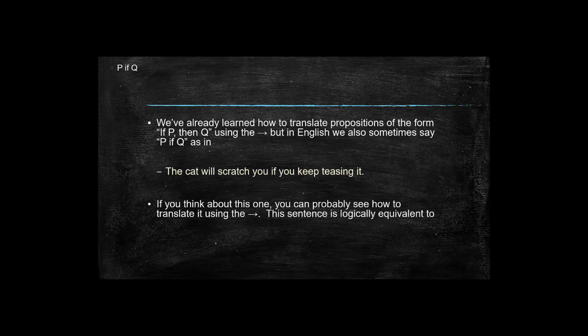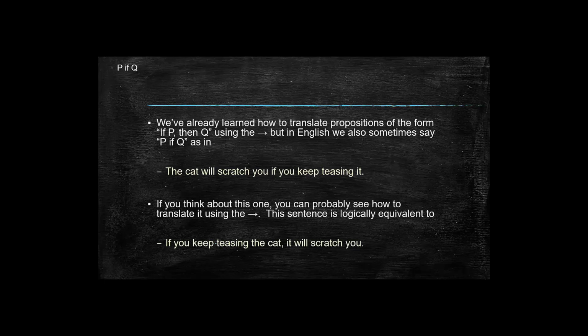So P if Q. We've already learned how to translate propositions of the form if P, then Q, using the arrow. But in English, we also sometimes just say P if Q, as in, the cat will scratch you if you keep teasing it. If you think about this one, you can probably see how to translate it using the arrow, and you should stop the video and try to do this before proceeding. This sentence is logically equivalent to, if you keep teasing the cat, it will scratch you.